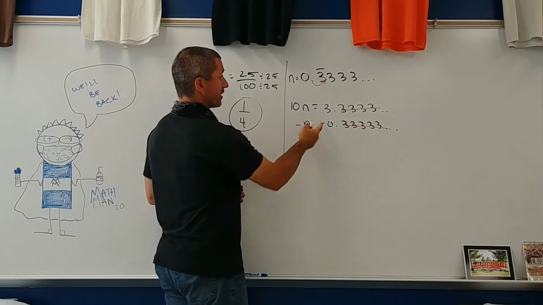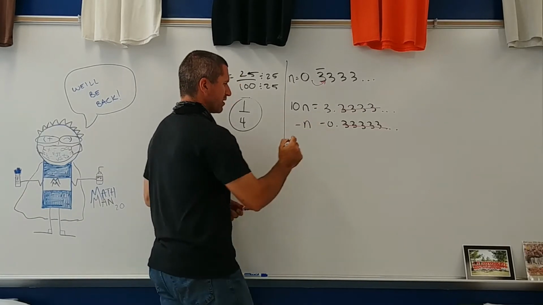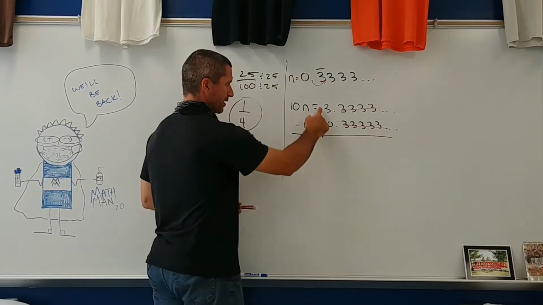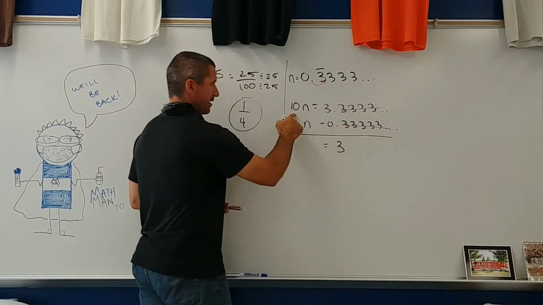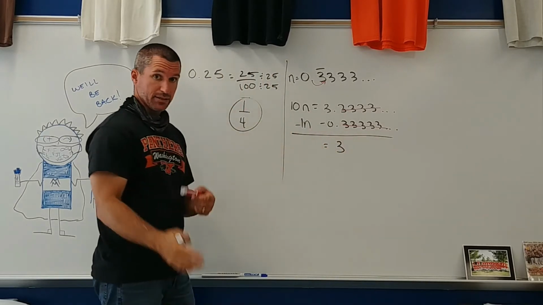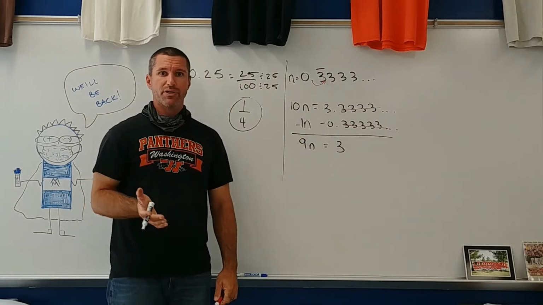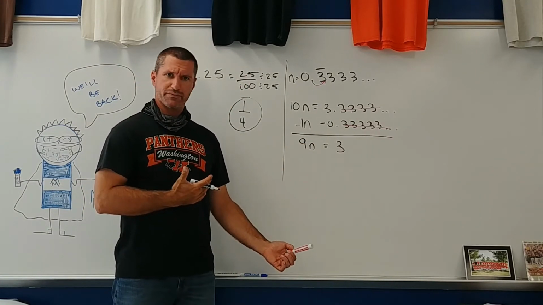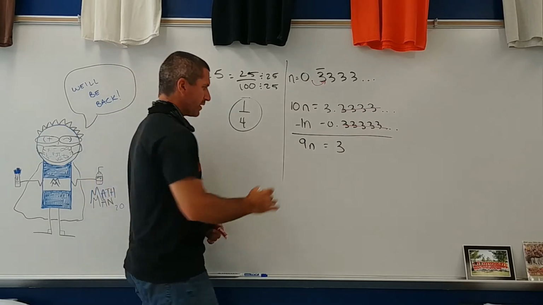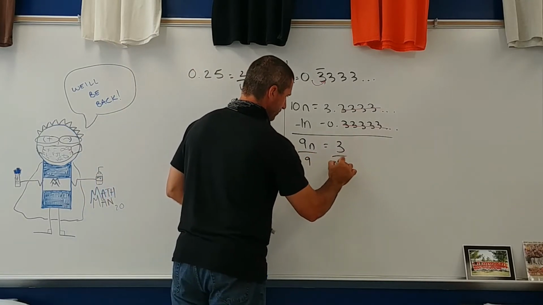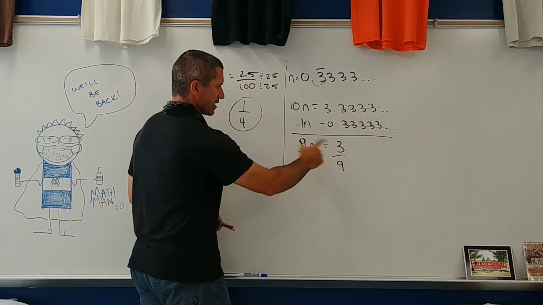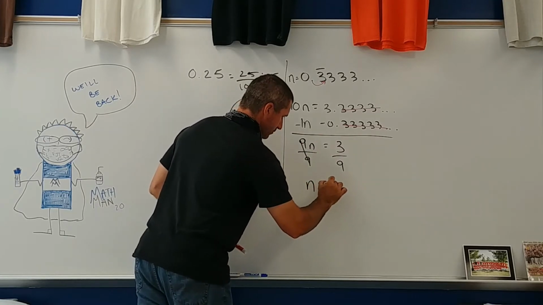But then we also have 3 minus 0 right here. Okay? So draw like an old school subtraction line. 3 minus 0 is 3. 10n minus 1n is 9n. Okay, now that's a one-step equation with no repeating decimal. So let's solve the one-step equation. Divide both sides by 9. Divide by 9. Looks like n equals 3/9.